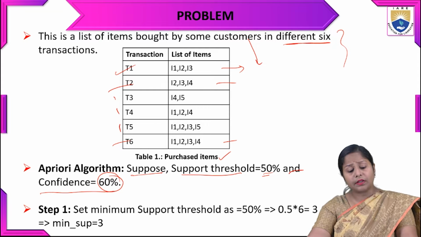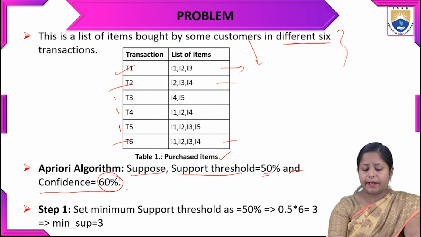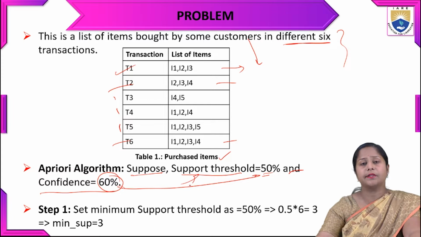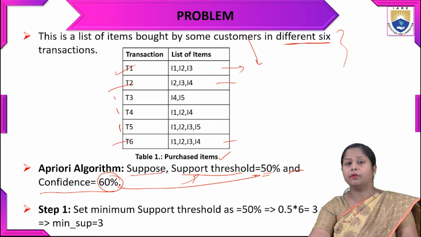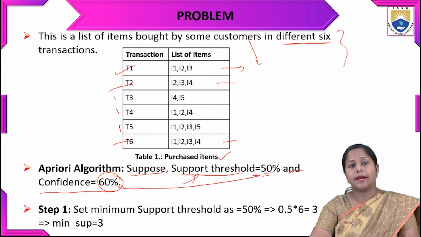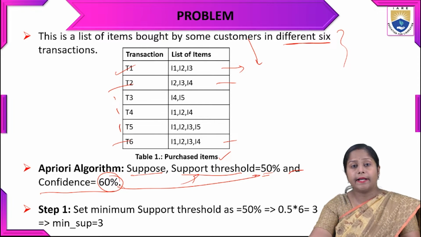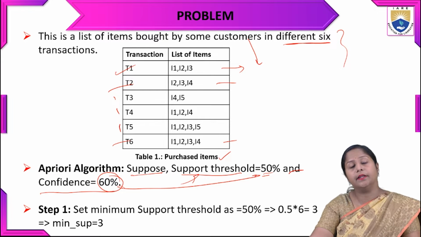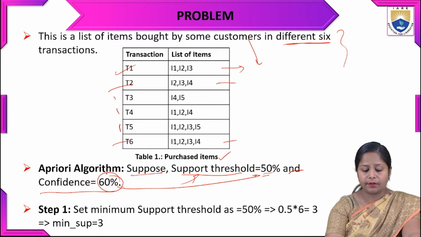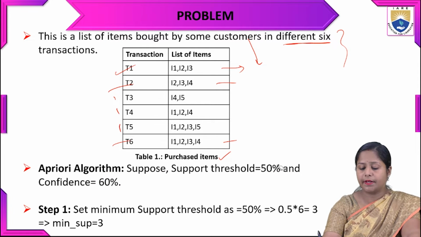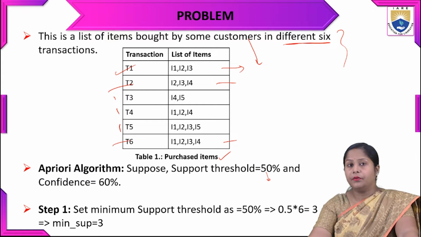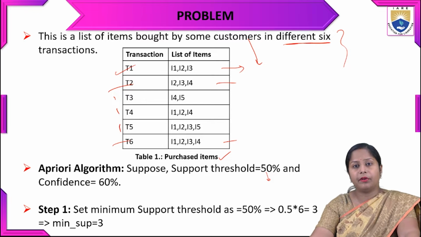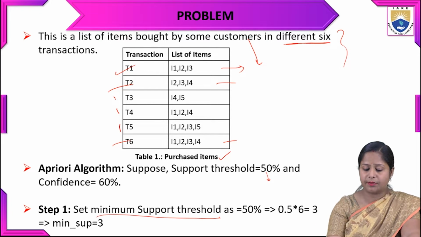The confidence is related to the support threshold, but it has particular values based on how likely one item is purchased given another item. So that will be higher in nature, which is why it is 60%, and the support we have taken as 50% is the ideal threshold. For the Apriori algorithm, the first step is to set the minimum support threshold as 50%.